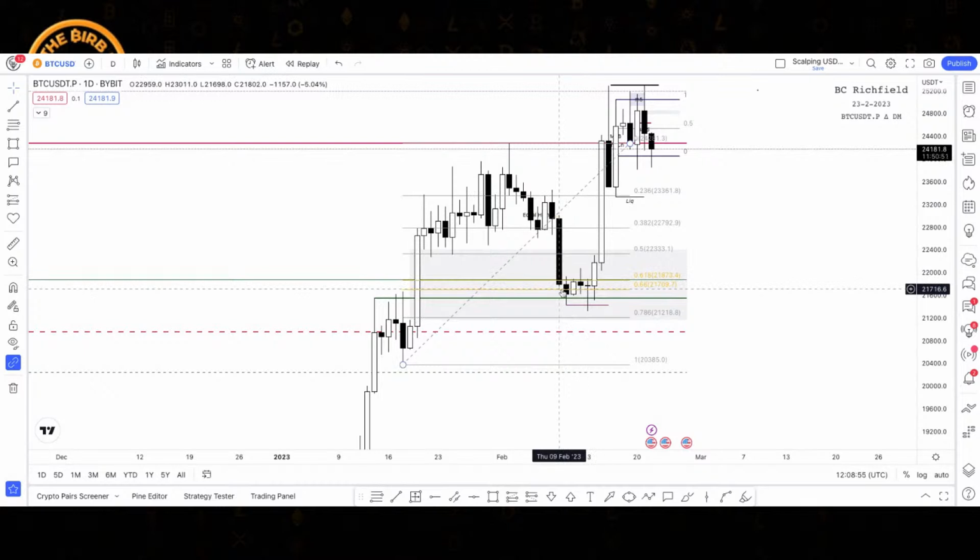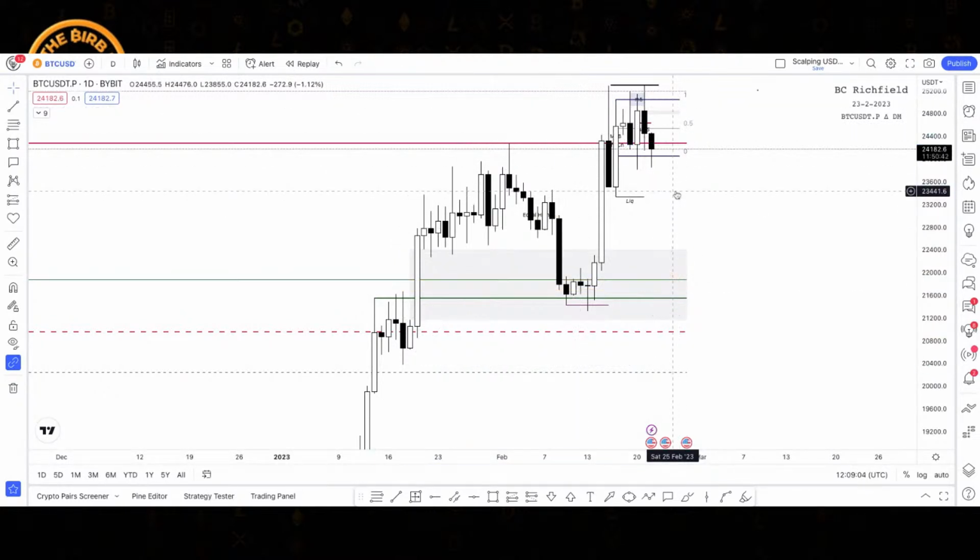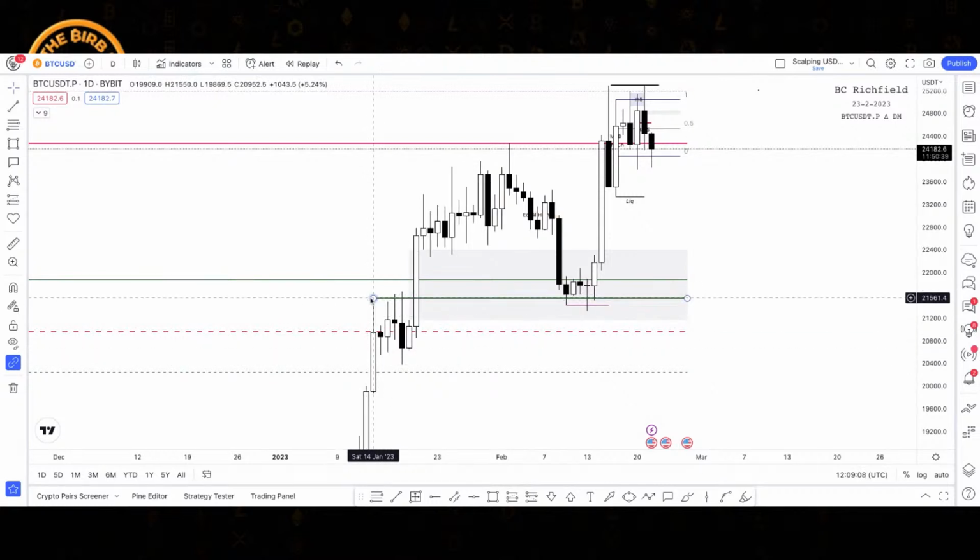But this isn't enough for me. But what it does do is it says to me, okay, this is our golden pocket, so we want to see price hold here. It's also got beautiful confluence with this green line. Why this green line? Because when price came to here, we found rejection, resistance, resistance, resistance. Then a big punch through it, right?